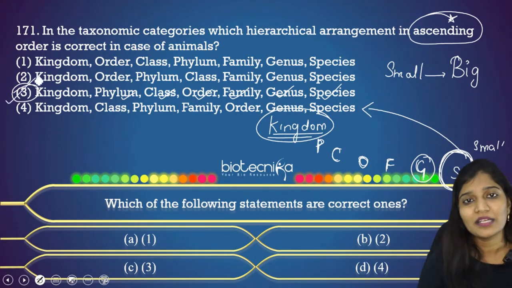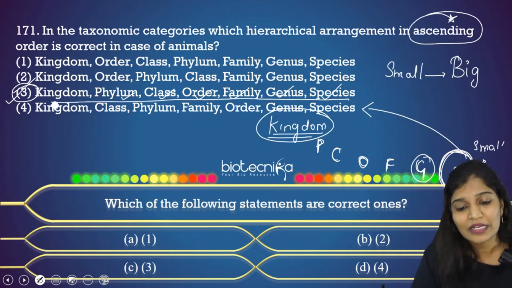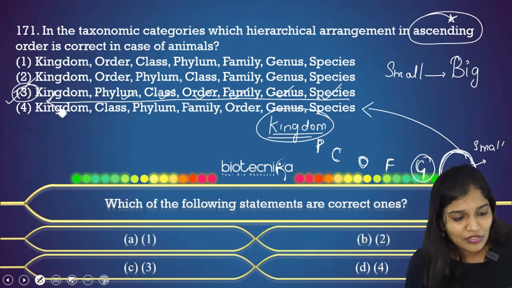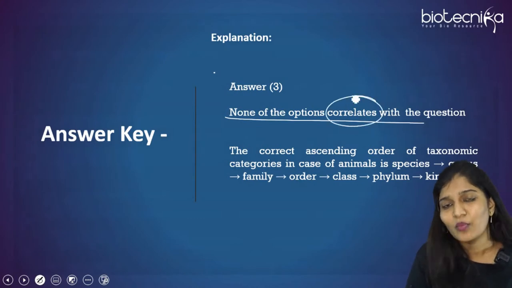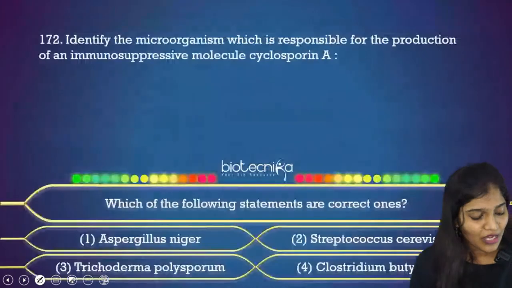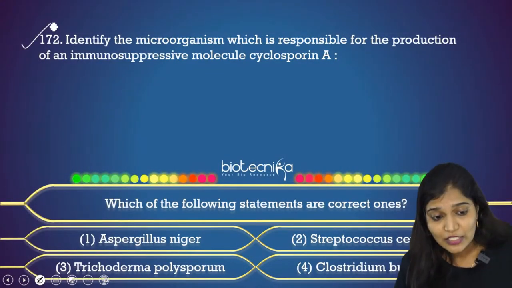For now, we'll just mark it as three, because it is the statement which goes like kingdom, phylum, class, order, family, and genus. For now, we'll make it three, but let's wait for the answer. None of the options actually correlates with the question, because the question says ascending. So let's wait for the answer key until we get it.